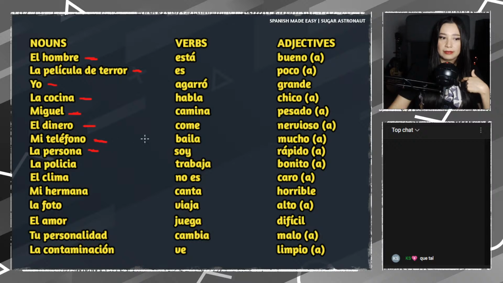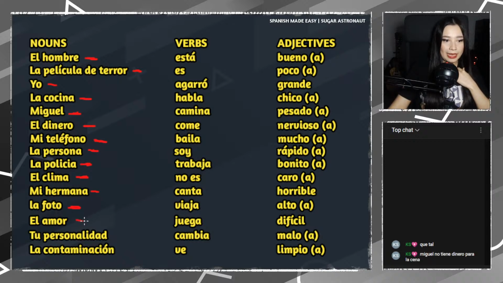La persona, the person. La policía, the police. El clima, the weather. Mi hermana, my sister. La foto, the picture or photo. El amor, love. Tu personalidad, your personality. La contaminación, pollution, okay?